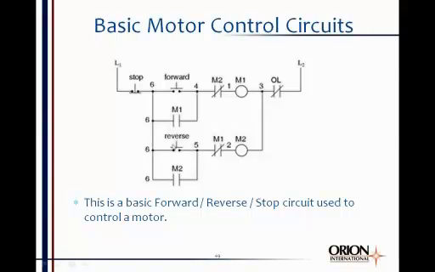Okay, so now we're back to where we started. Now if I push the reverse button, the current flow will be through the reverse button to the normally closed M1 contact to the M2 coil. M2 seals in right here and opens up this normally closed M2 contact in front of the M1 coil. And now the motor will operate in reverse. And that's a basic forward, reverse, stop circuit.